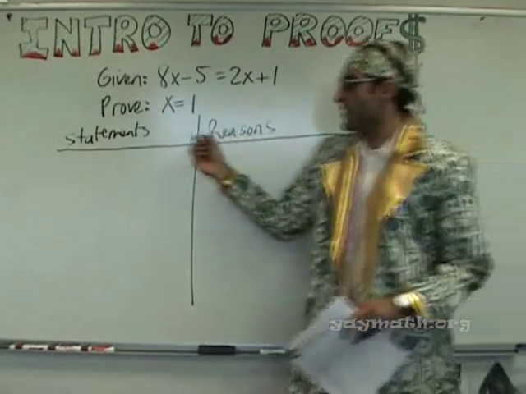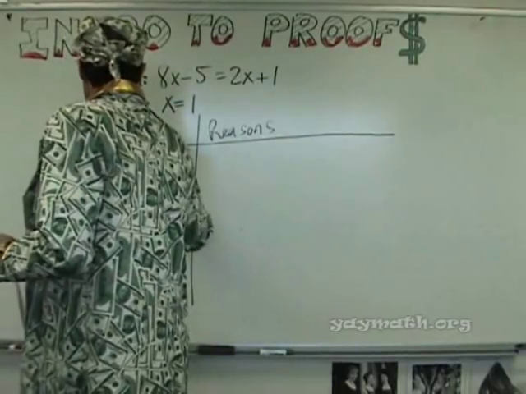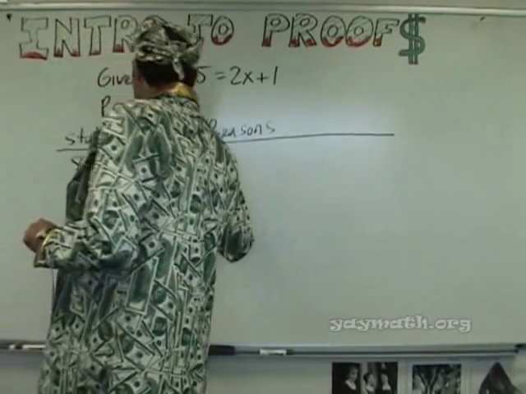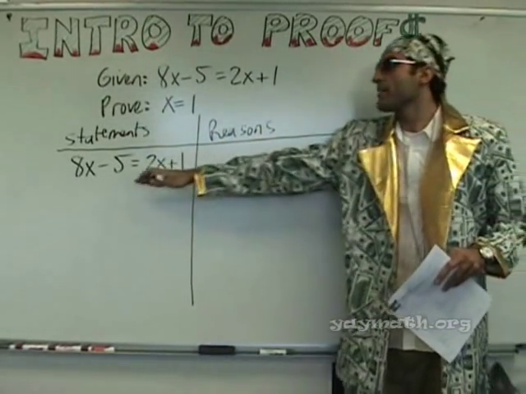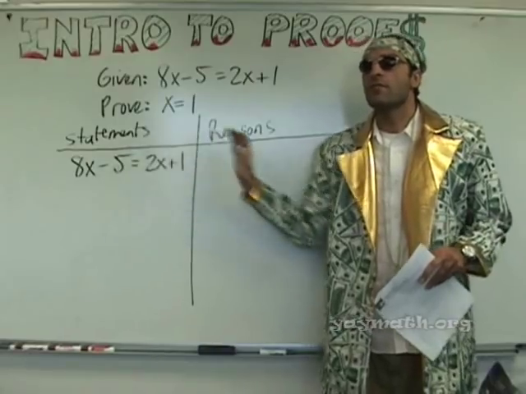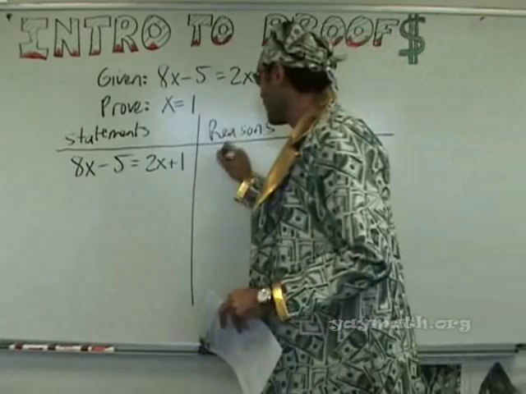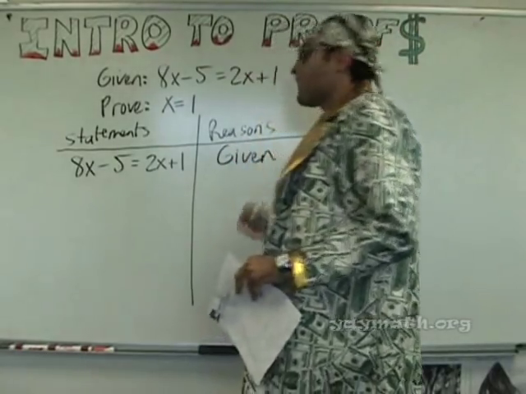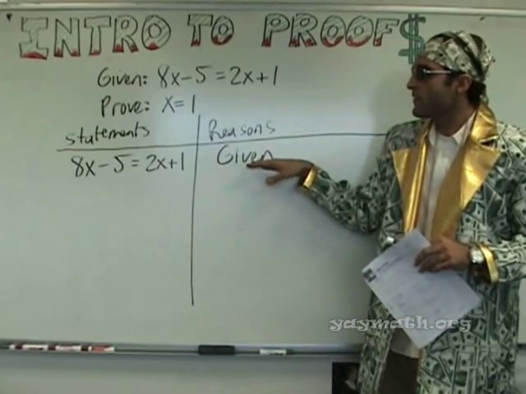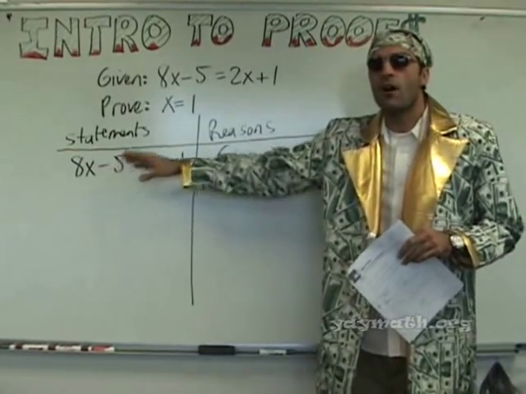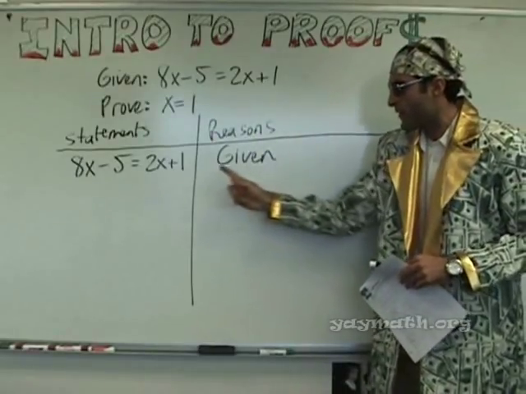So the first statement is always what's given. So let's write that in. 8x minus 5 equals 2x plus 1. And this reason means what gives us the right to know that this is true? Where do we get this from? Yes? Because it's the given. It's the given, so given goes here. And by the way, the first reason for the first statement will always be given. So that's like 3 points on the test. This will always be given, the first one.